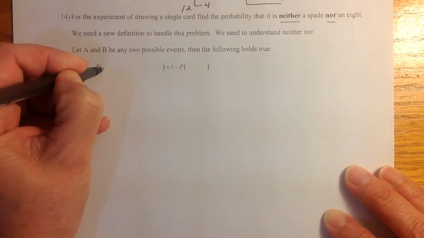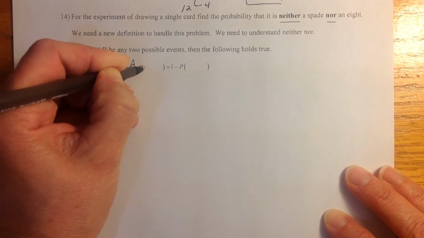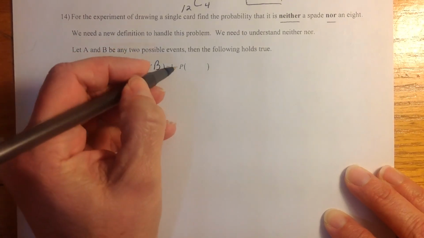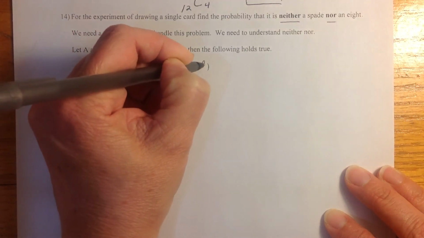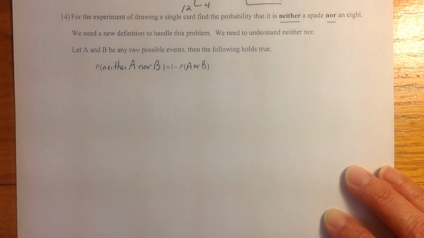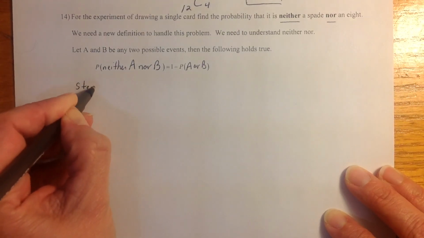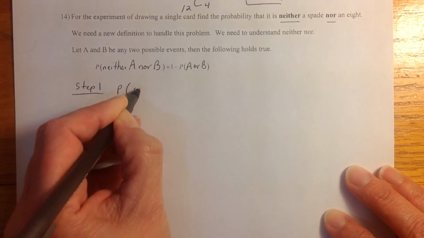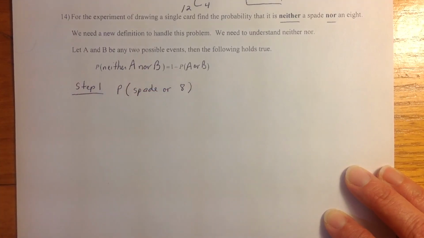The probability of neither A nor B is found by doing 1 minus the probability of A or B. So let's break this problem into steps. So step 1 is to find the probability of spade or 8.